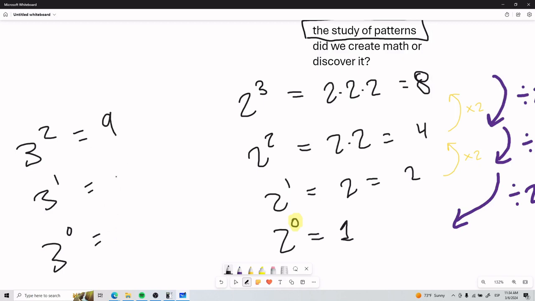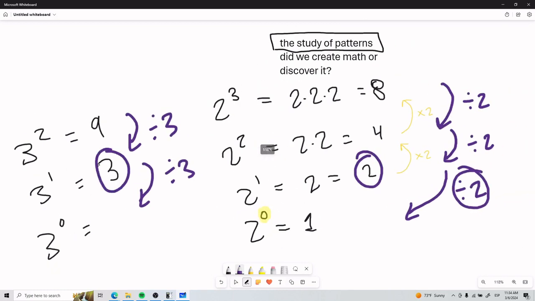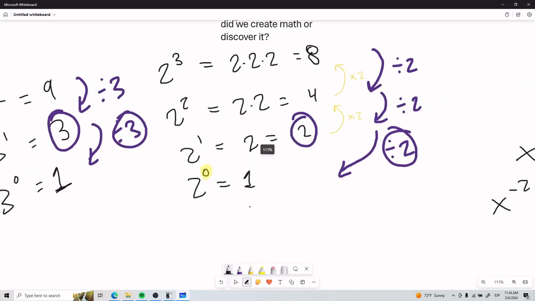3 squared, 9. 3 to the power of 1 is 3. From 9 to 3, you divide by 3. Here you divide by 3 again. So it's 3 divided by 3. It's itself being divided by itself. The same as here, itself divided by itself. Itself divided by itself. You end up with 1. So that is why anything to the power of 0 is equal to 1, because you're dividing it by itself.